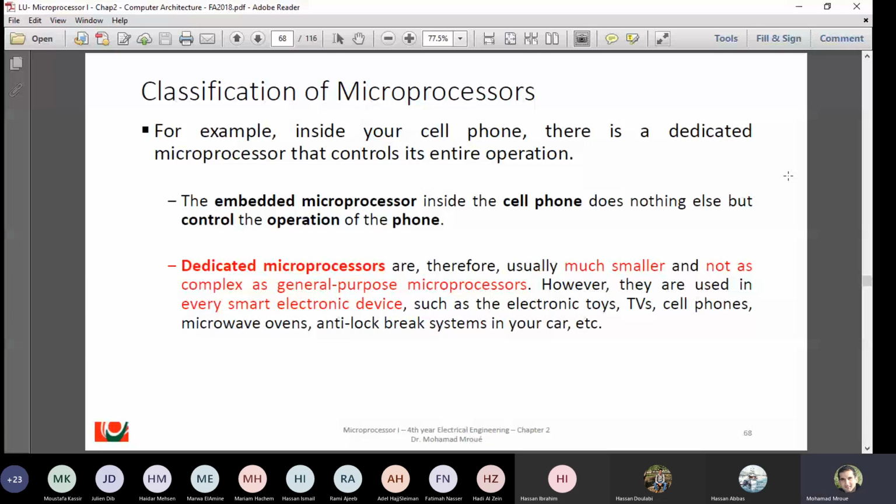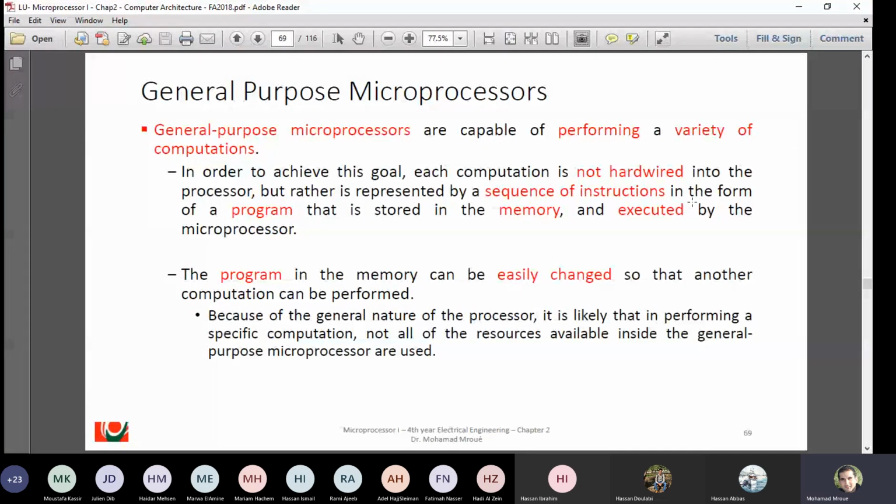So general purpose microprocessors are capable of performing a variety of computations. And in order to achieve this goal, each computation is not hardwired into the processor, but rather it is represented by a sequence of instructions in the form of a program that is stored in the program memory and executed by the microprocessor.